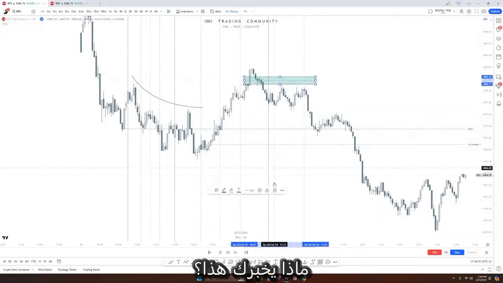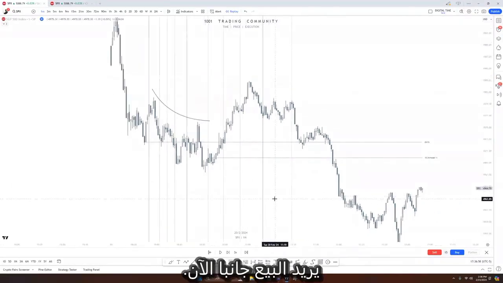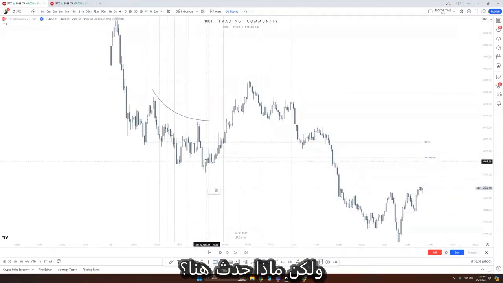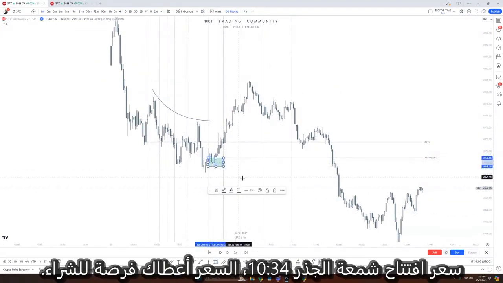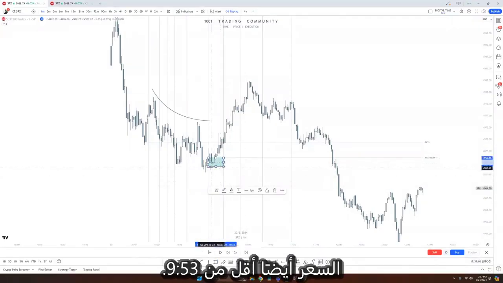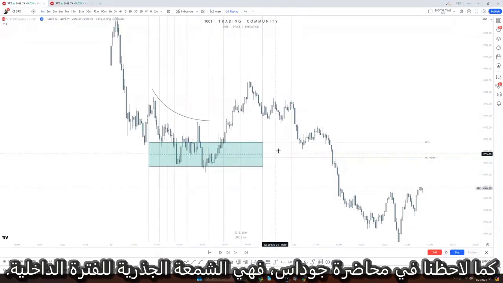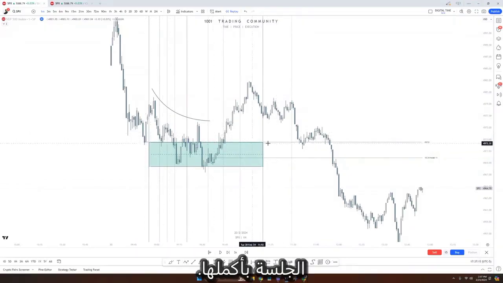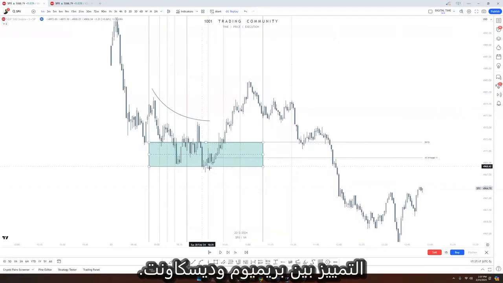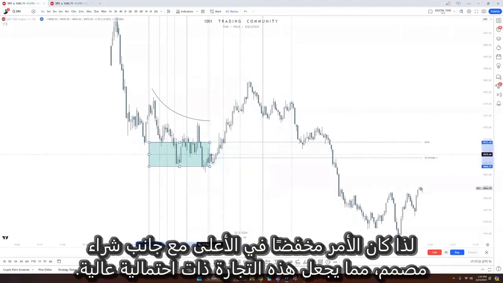What does that tell you? It wants sell side now. But what happened here? Opening price of 1034 root candle, price gave you an opportunity to long. Price is also beneath the 953. As we noted in the Judas lecture, it is the root candle for the entire session to distinguish between premium and discount. So it was in discount on top with engineered buy side, making this a high probability trade.